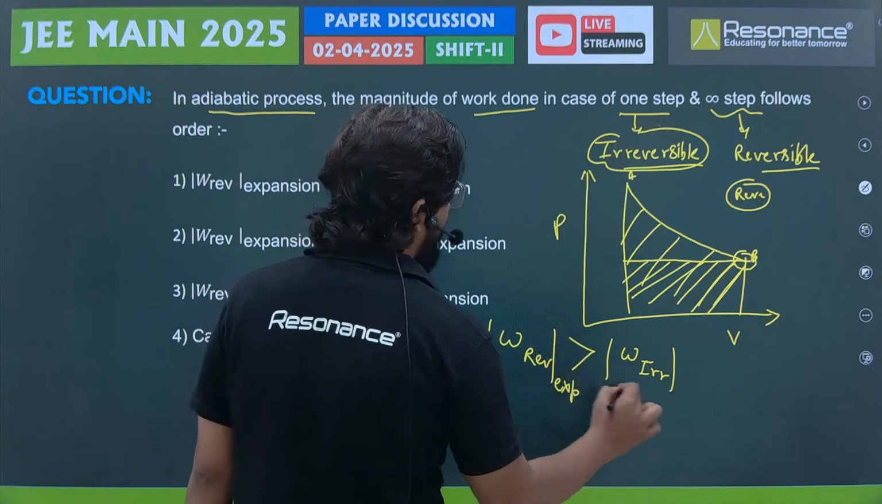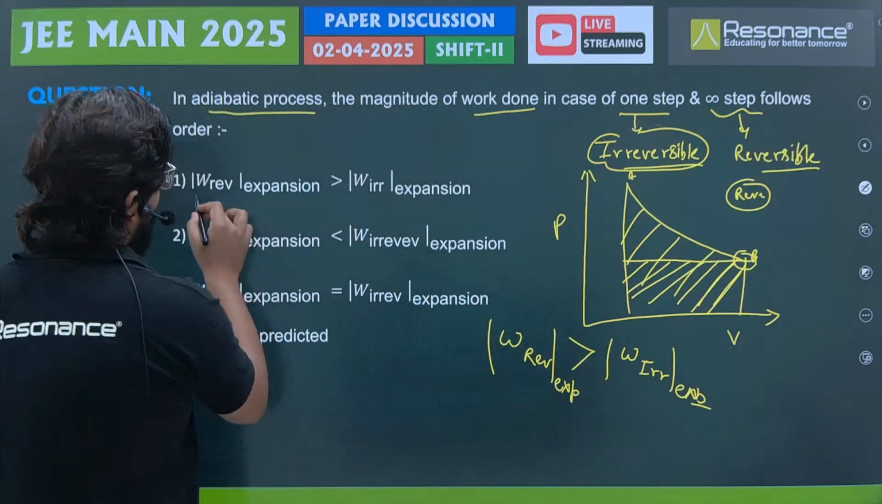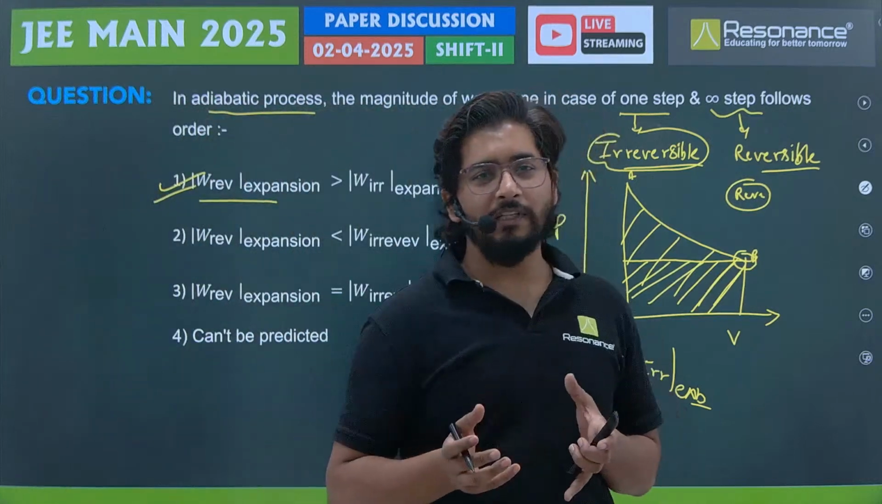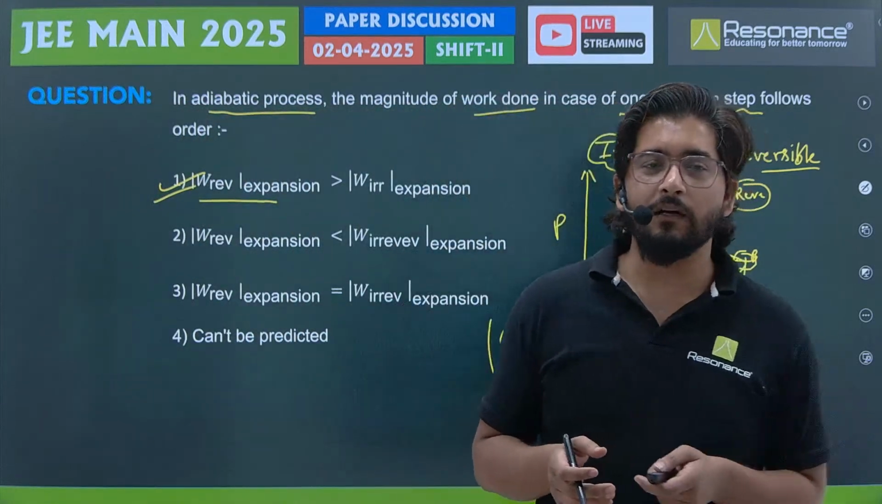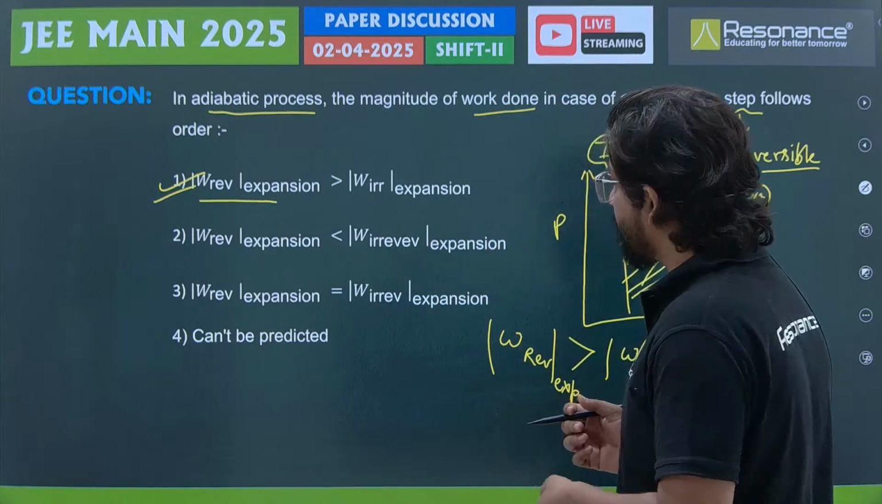So which one is going to be correct here? All are given for expansion. So option number 1 is the correct option. Again, this is an easy concept. You have already studied this in the classroom. Now see the next question.